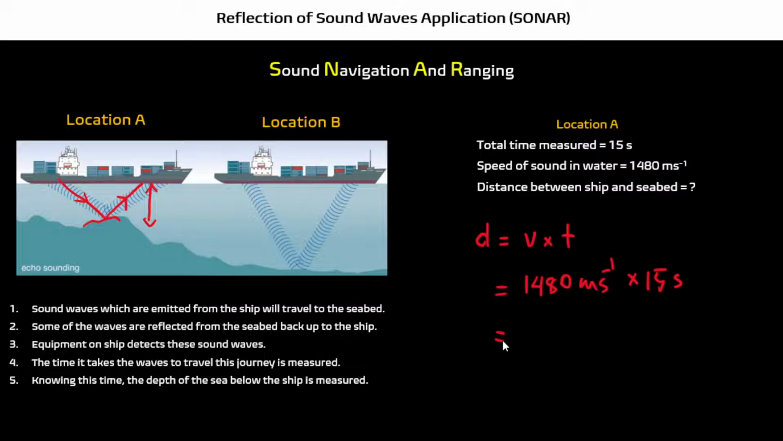So you will get, let's see, 22200 meters. But let's try to look at this here. The total time that was measured has to be once to here and once back up. So the distance has to be divided by 2, so it will be 11100 meters between the seabed and the ship.